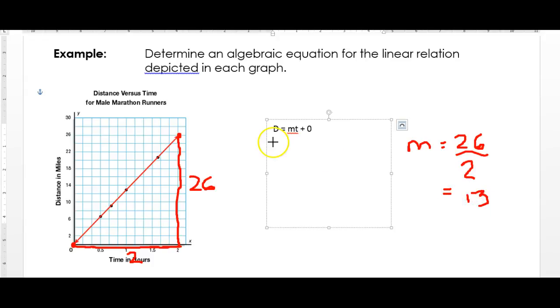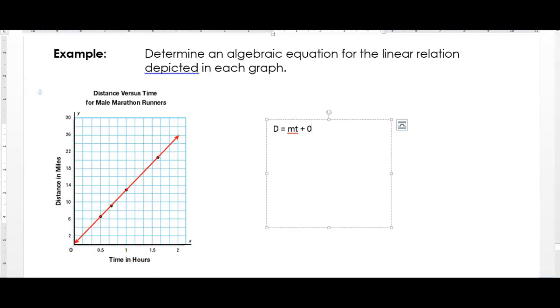And so all I need to do is to go back and fill that value in for m. Fill that in as 13. So I have an equation, d equals 13 times t plus 0. Does the 0 really need to be there? Well, it's not wrong if you include it. But it really doesn't need to be there. So the equation in this case is simply d equals 13t. Done.